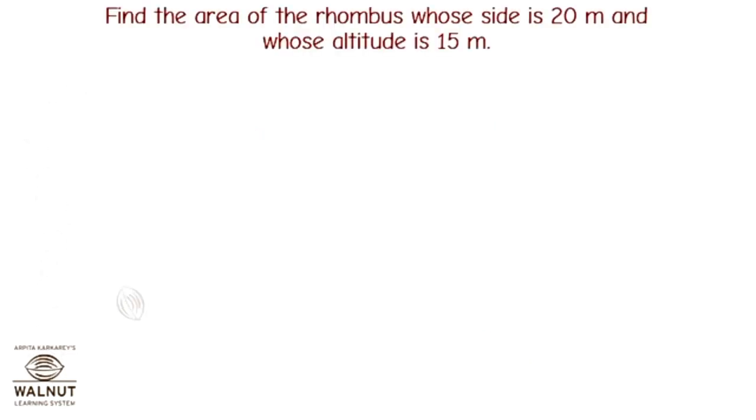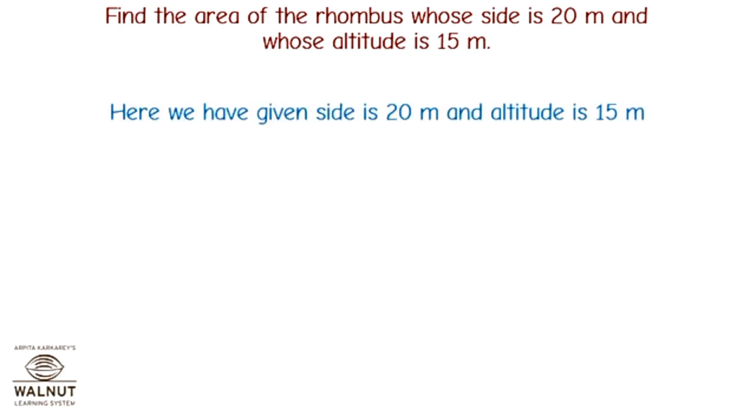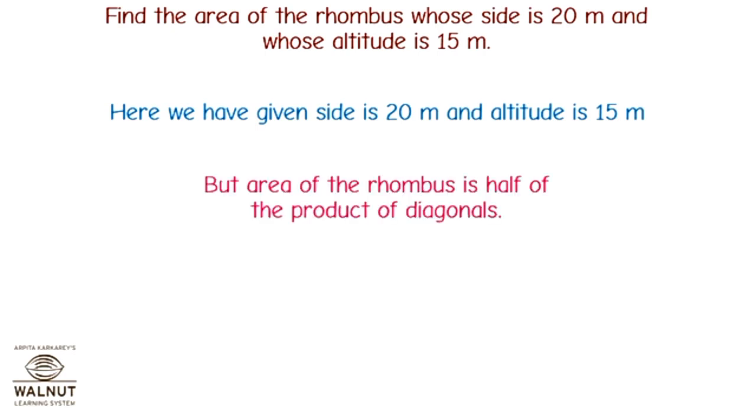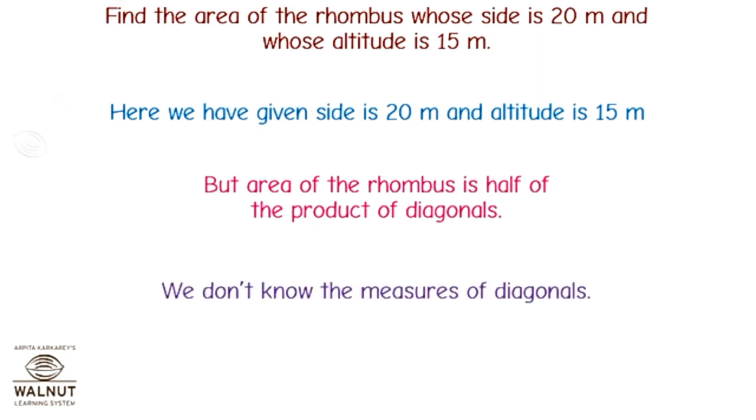Let us see one more example where find the area of rhombus whose side is 20 meters and whose altitude is 15 meters. Here we are given the side is 20 meters and altitude is 15 meters. We know that area of rhombus is half into product of its diagonals. But here the diagonals are not given.